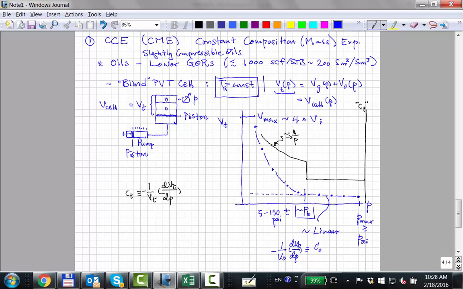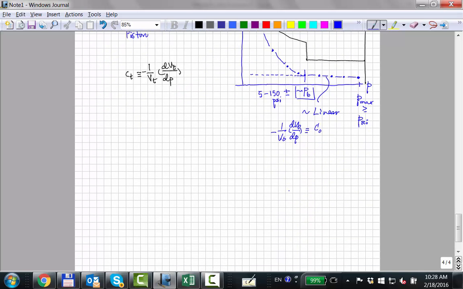Okay, so that's reported, and then basically we end up with a table of pressure and total volume. That total volume is not reported as a total volume in cc's. It's reported relative to the volume at the bubble point. That's the most common. So it would have to be relative to that volume.